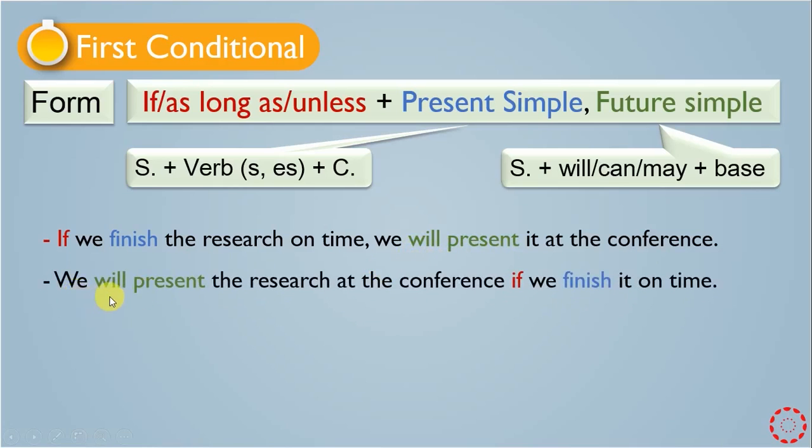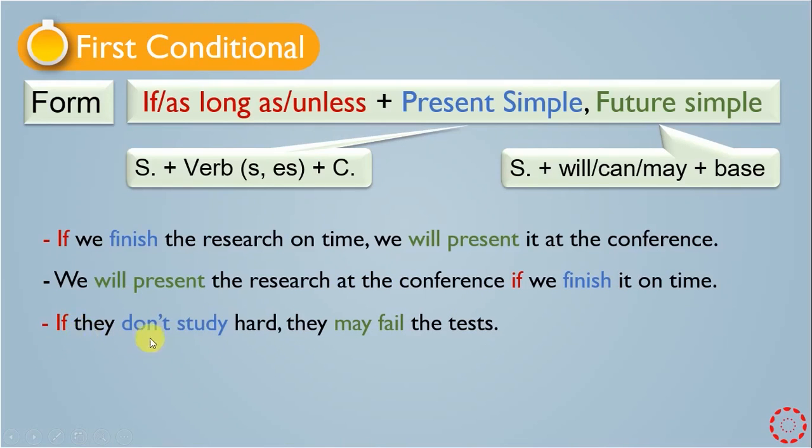Another example. We will present the research at the conference if we finish it on time. In these two examples, we can change the position of the sentences like that. In the first sentence we have if at the beginning with the present simple sentence, and then we have the second sentence which is future simple. In the second one we change the position of these two sentences. We move the future simple and put it at the initial or at the beginning. We will present the research at the conference if we finish it on time.